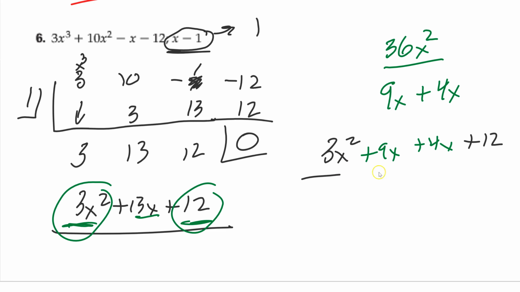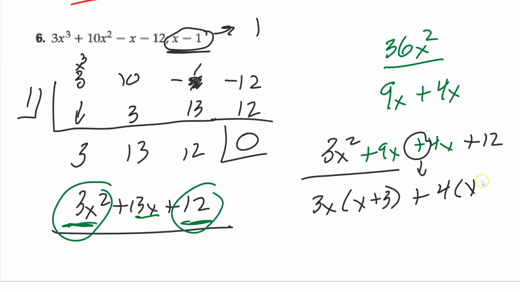And then you just factor by grouping. These have a 3x in common: x plus 3. Always bring down the middle sign. These have a 4 in common: x plus 3. These match. x plus 3, 3x plus 4.